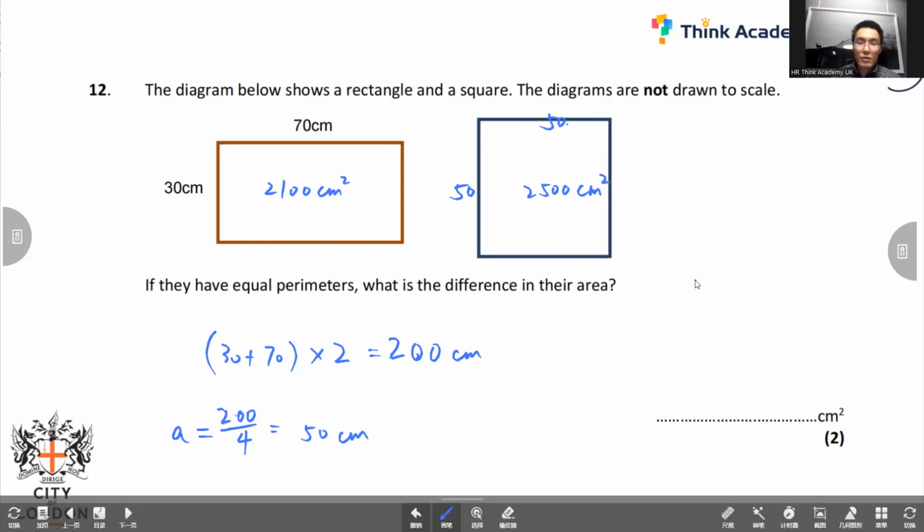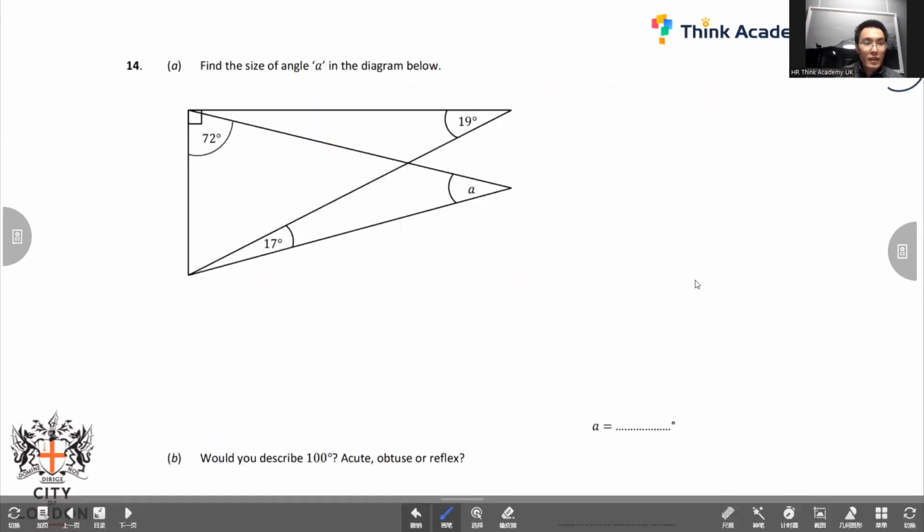And we can get the answer through observation. The difference between 2,100 and 2,500 is 400 square centimeters. Good. And then moving on to question number 14. A, find the size of angle A in the diagram below. So we're trying to find this angle over here.